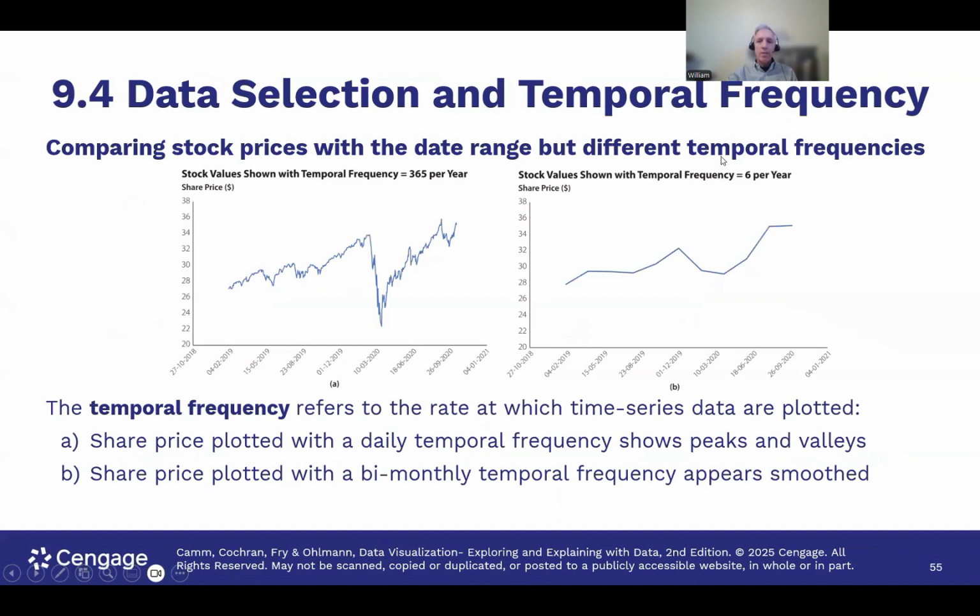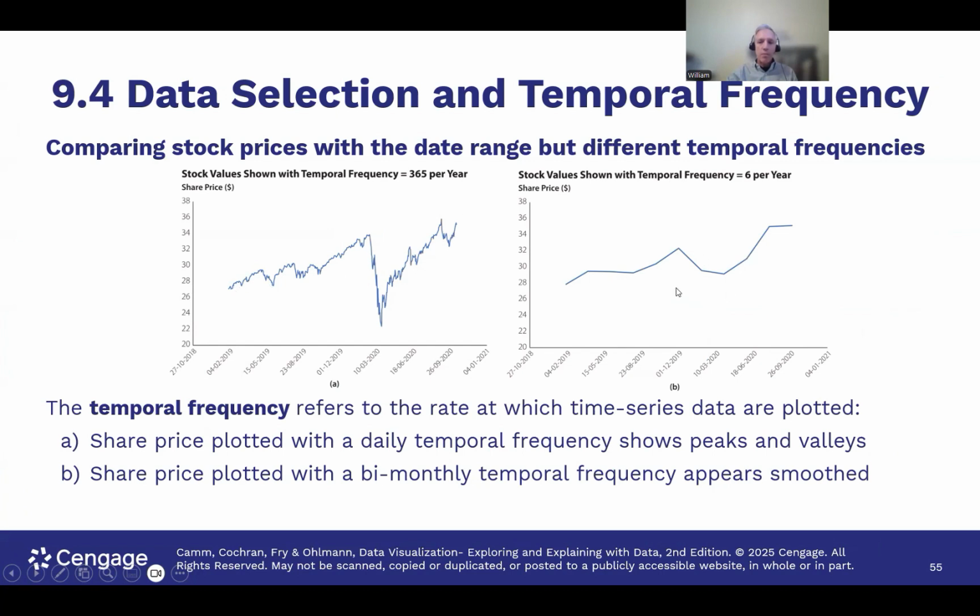Okay, so they're calling these temporal frequencies. That's just simply the length of time that you choose for your moving average. I'm going to correct that. Temporal frequency has to do with how often you take a reading. So this is taken 365 per year, or they're taking a reading every day. So the lines are moving around every day, up and down, up and down, up and down.